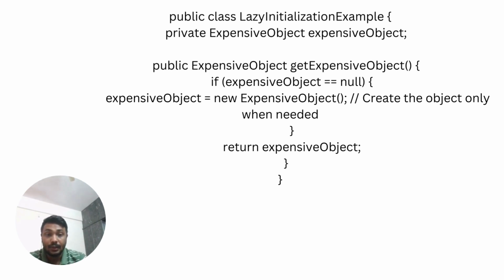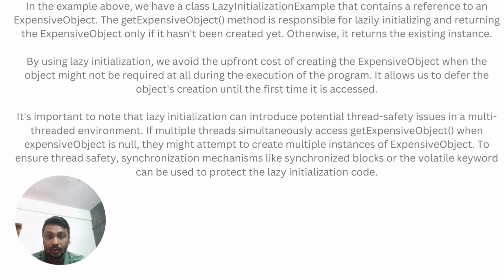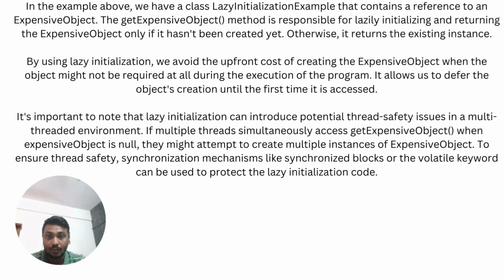You have seen the LazyInitializationExample that I showed. We have created a class called LazyInitializationExample that contains a reference to the expensive object. Then there is a getExpensiveObject method responsible for lazy initialization, returning the expensive object if it has been created. Otherwise, it will return the existing instance.